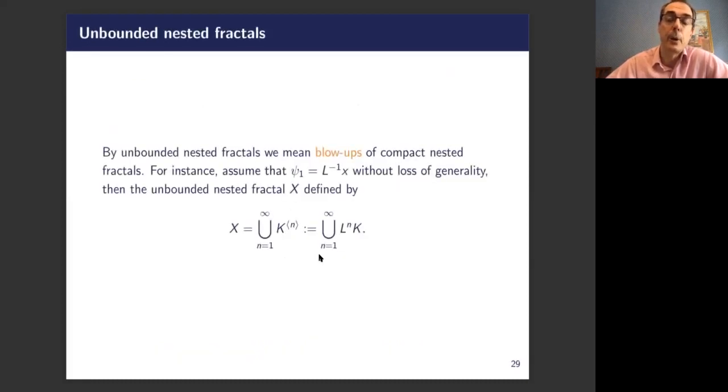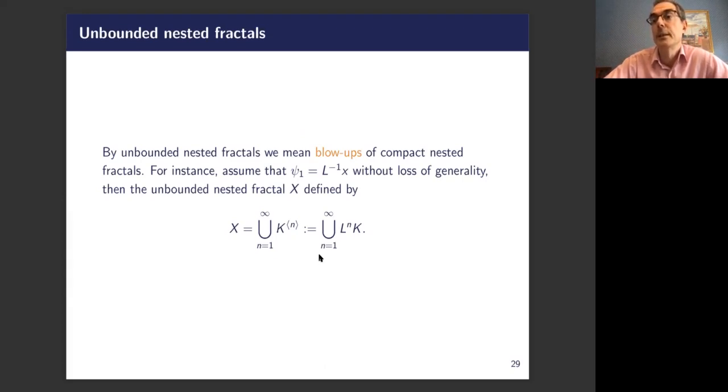So these are examples of compact nested fractals. That is, nested fractals intuitively are sets embedded in Rn, which are stable, invariant by a finite family of similitudes. But very often, for analysis, we like not to be bothered by boundary conditions. So we like to work in infinite spaces. So in particular, to speak about isoperimetric inequalities, we like to work in an unbounded space.